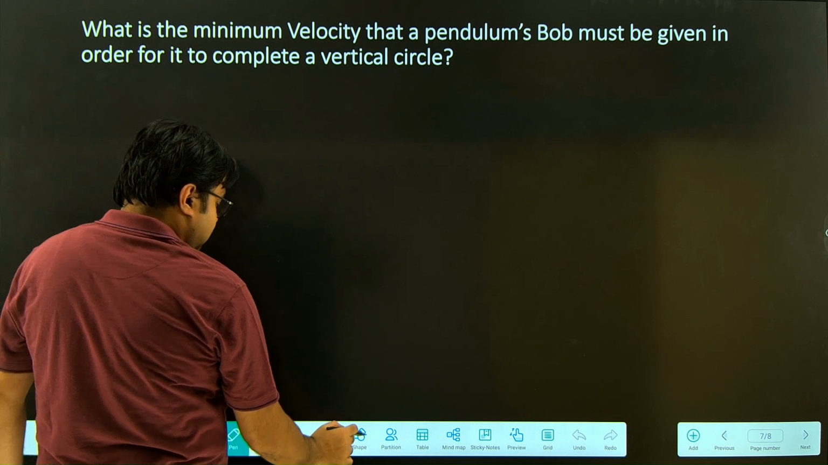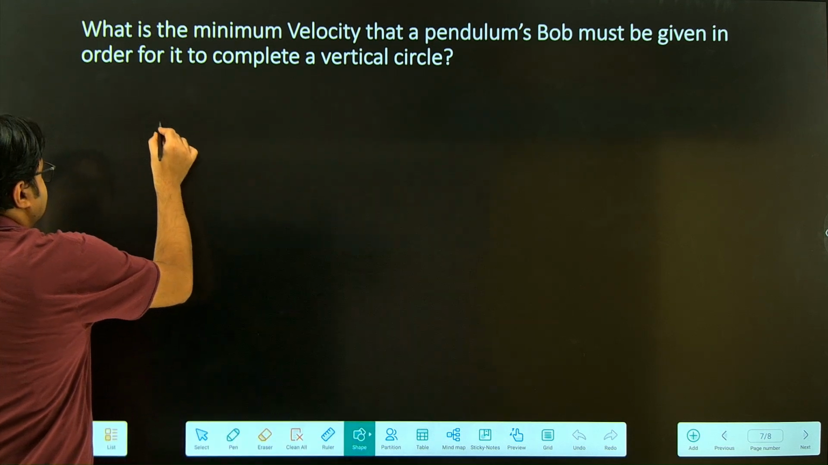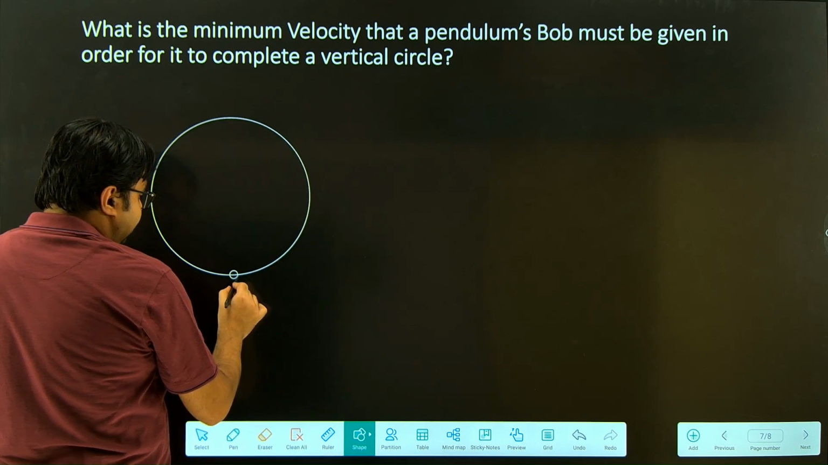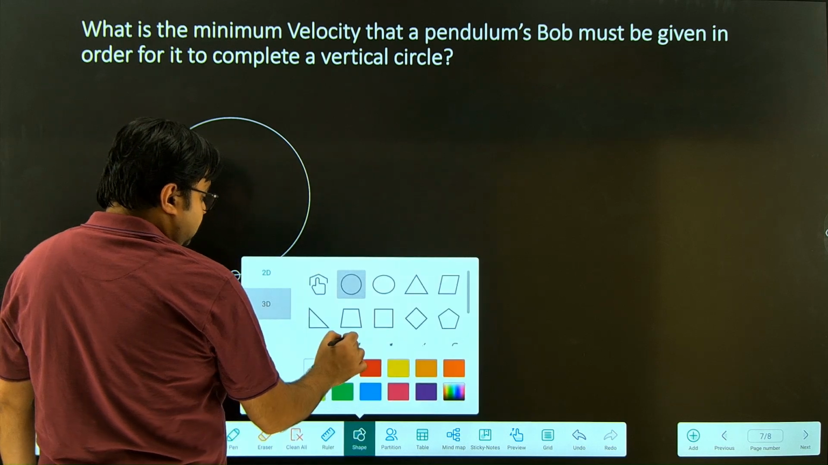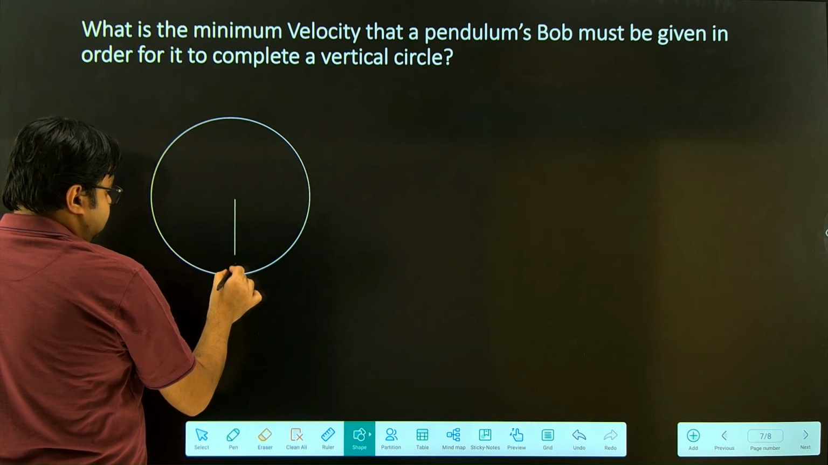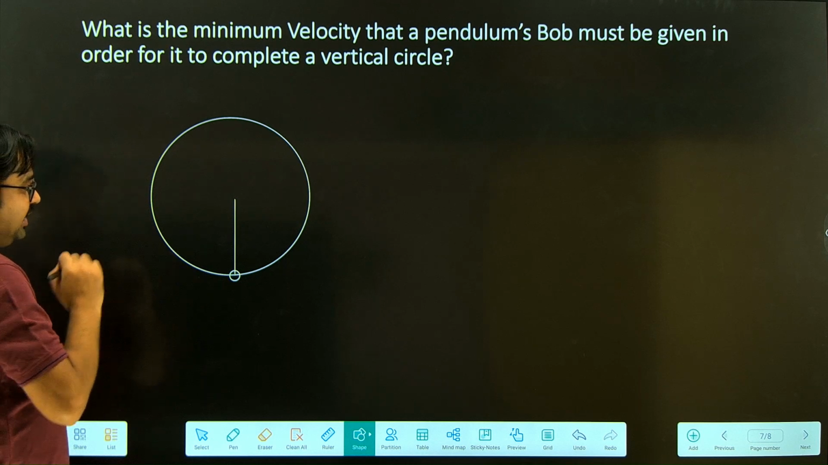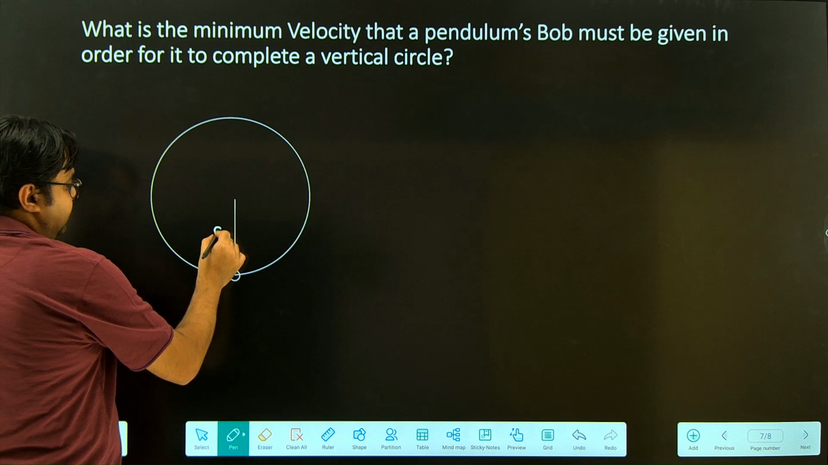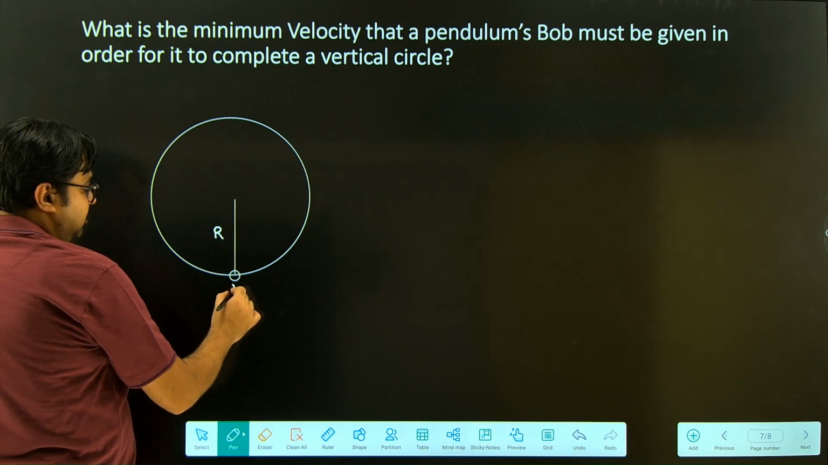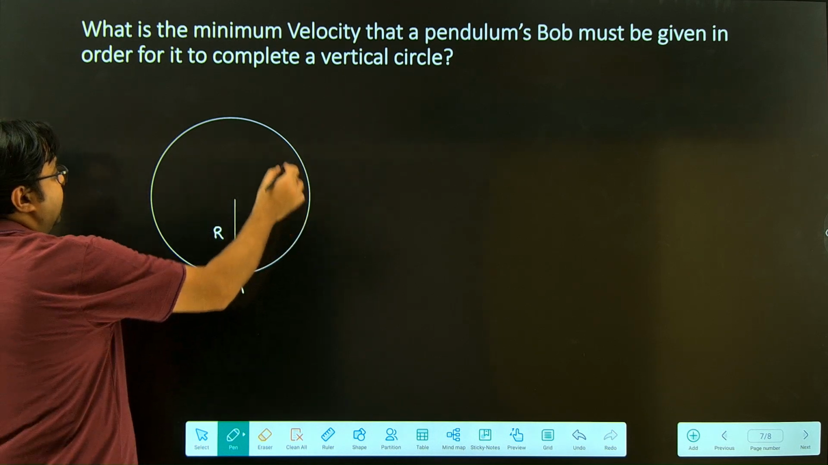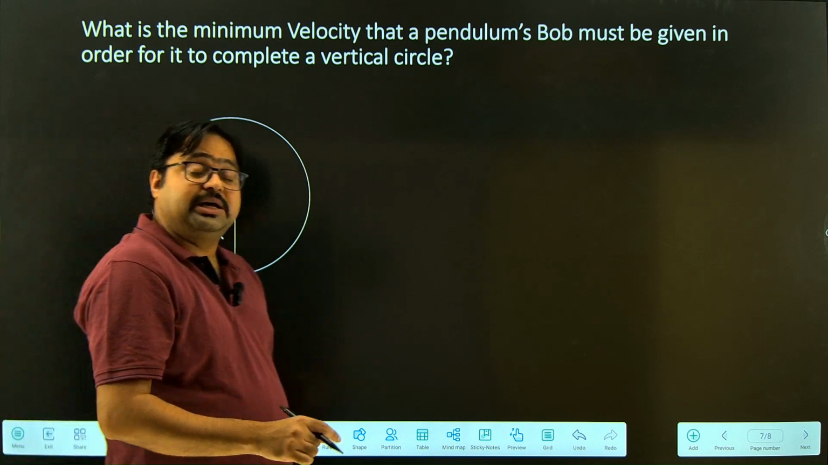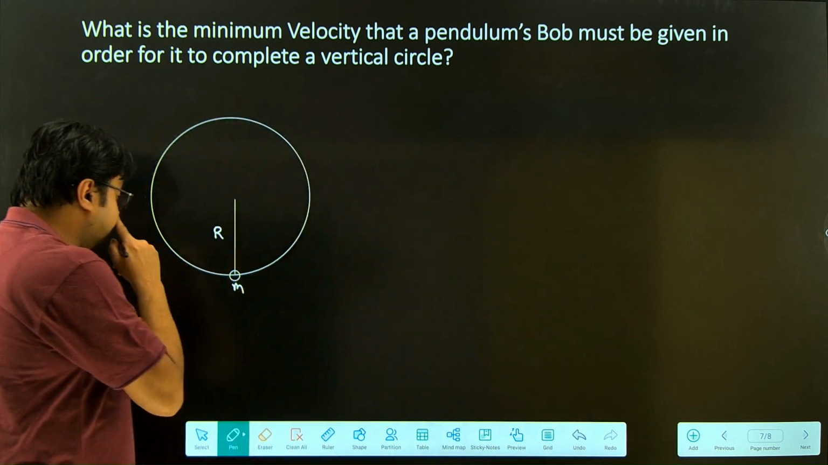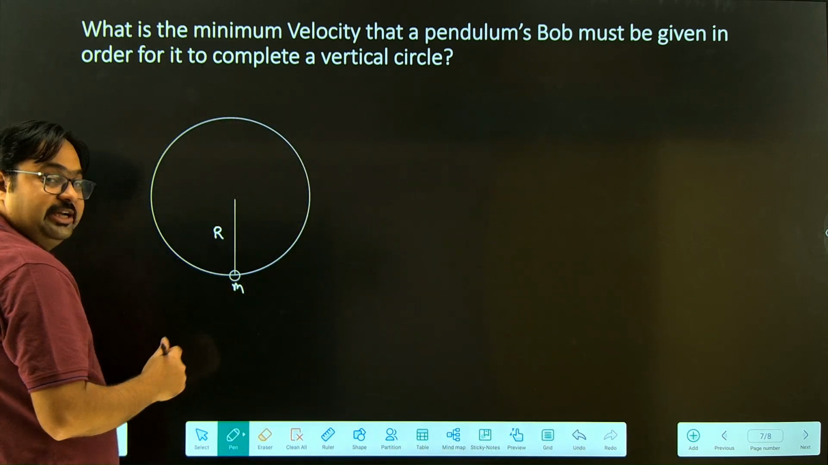I have the circular path taken by the bob. The bob right now is here, and that's the pendulum's thread. Let's assume that the radius here is r, the mass of the bob is m, and it has to get here. Let us assume that the potential energy possessed by the bob at the bottommost point is 0. So the potential energy at this place is 0.